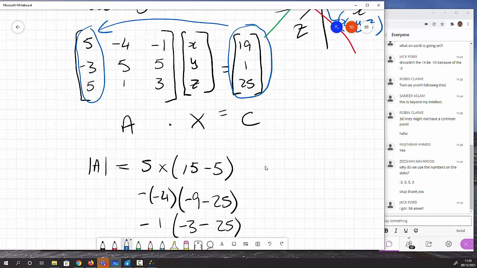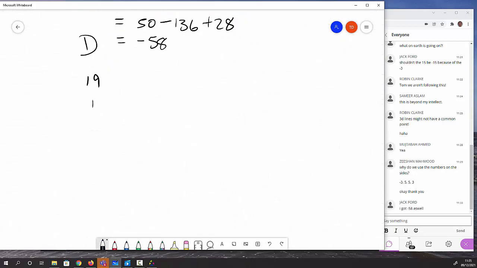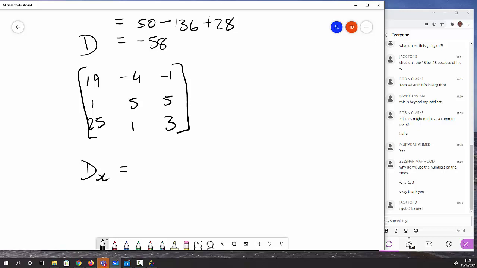So let's move that up. 19, 1 and 25. I'm going to have minus 4, minus 1, 5 and 5, and I'm going to have 1 and 3. Okay, and I'm going to calculate the determinant of this, and because I've replaced the x column, I'm going to call this dx. So dx is equal to, and in exactly the same way as we've done before, I'm going to expand this matrix as a determinant.